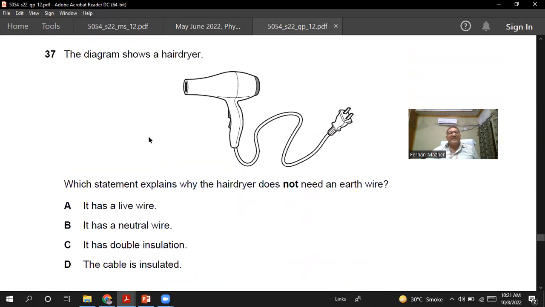In the next question, he says the diagram shows a hair dryer. Which statement explains why the hair dryer does not need an earth wire? Because it has double insulation.